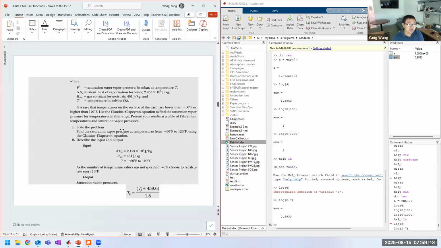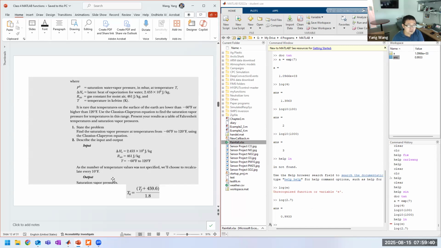Again, build a table that relates the temperature to the vapor pressure. But at the same time, since we're in the United States, it wants us to use the imperial units, from -60 Fahrenheit to 120 Fahrenheit, and use the Clausius-Clapeyron equation to find the saturation vapor pressure for temperatures in this range. Then present your results as a table of Fahrenheit temperature and saturation vapor pressures.